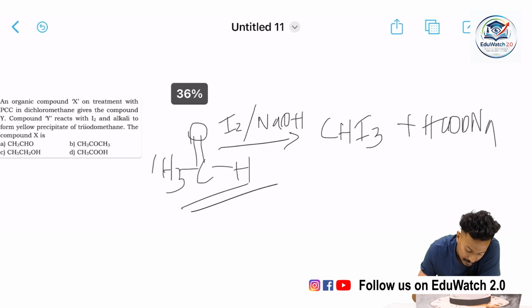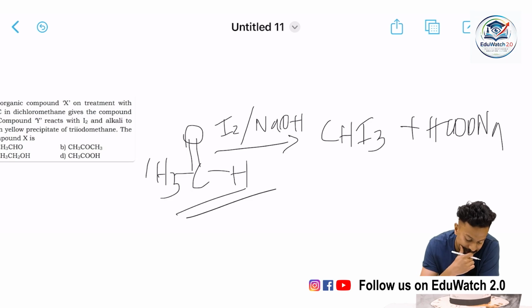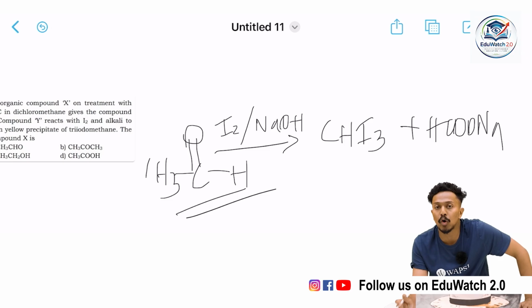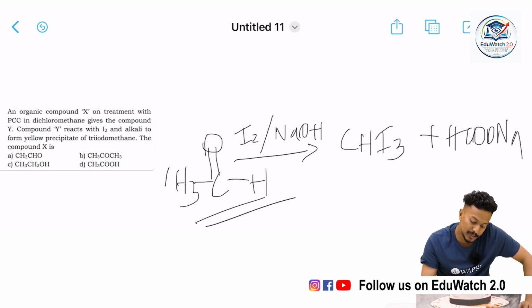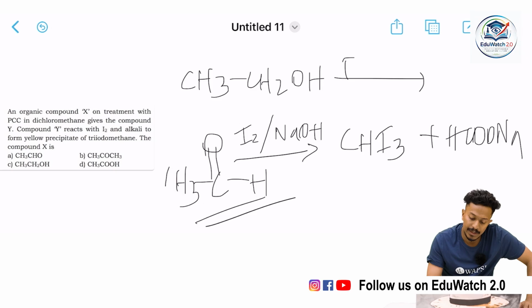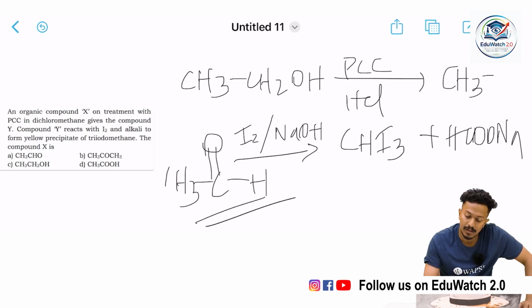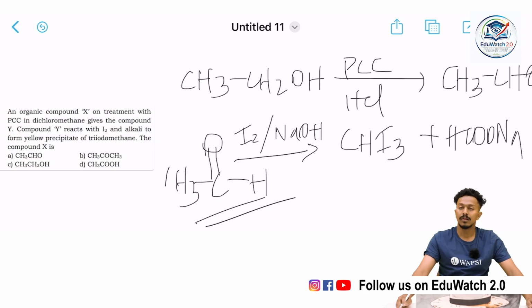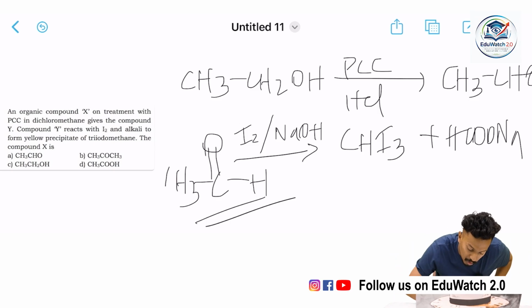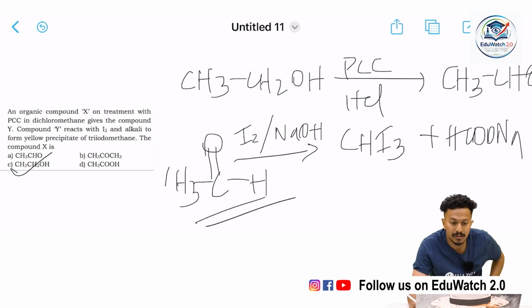An organic compound X on treatment with pyridinium chlorochromate. So an alcohol is oxidized to form an aldehyde. So the correct option would be CH3CH2OH, with PCC and HCl, which gives CH3CHO. So the correct option would be option C. Am I right?